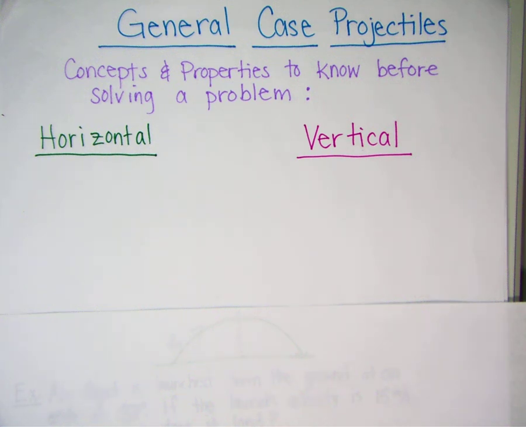So let's talk about a general case projectile. This is when an object is launched from the ground, goes up, and then comes back down. Okay, it makes a full parabolic shape. So there's some things that you have to keep in mind whenever you're talking about a general case projectile. Please make sure you understand that the horizontal direction properties are different than the vertical direction properties.